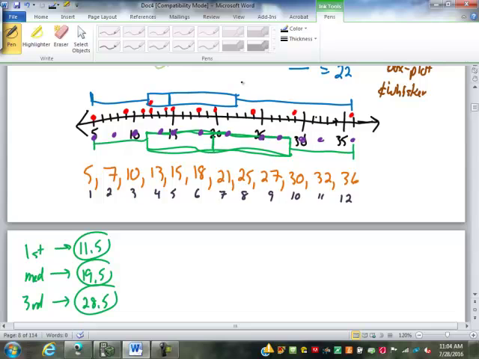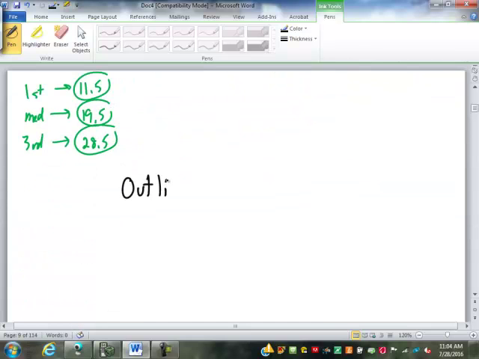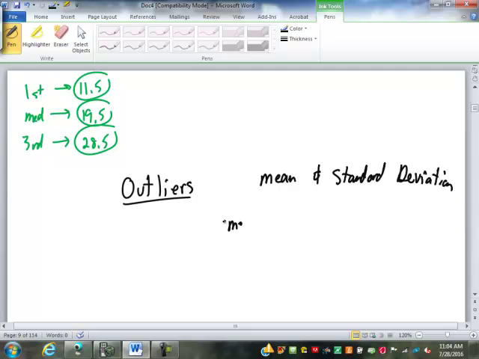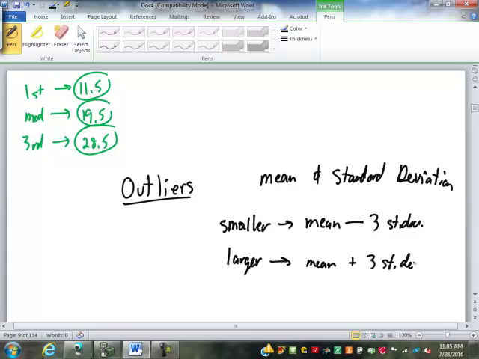Now, we talked about outliers before. When we were talking about mean and standard deviation, an outlier was anything that was smaller than the mean minus 3 standard deviations, or anything that was larger than the mean plus 3 standard deviations. On that bell curve, it was anything outside of 3 standard deviations in each direction.